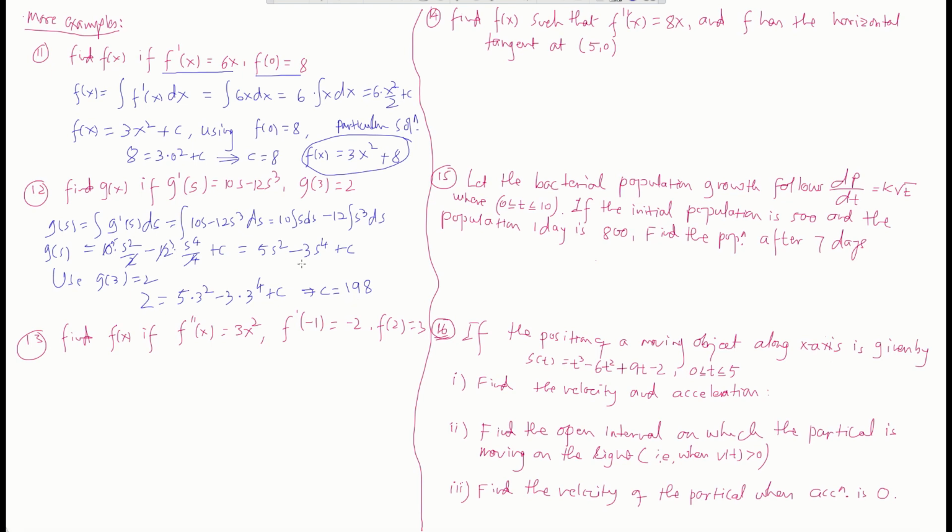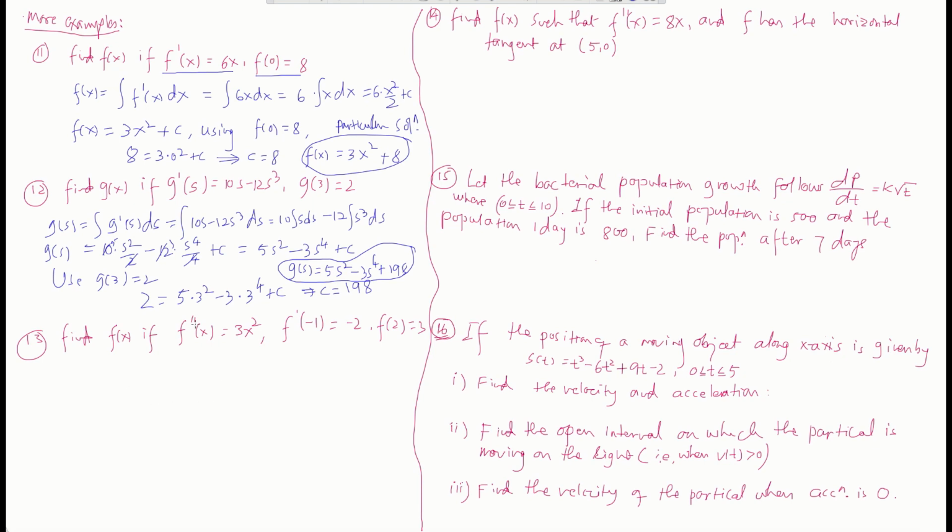So what is the final answer then? The final answer will be g(s) equals 5s squared minus 3s to the 4th plus 198. This is what you will get after simplification. Okay, correct me if I missed something when I did this. 243 minus 45 is 198, negative 198. If you add that, you will get c equals 198.